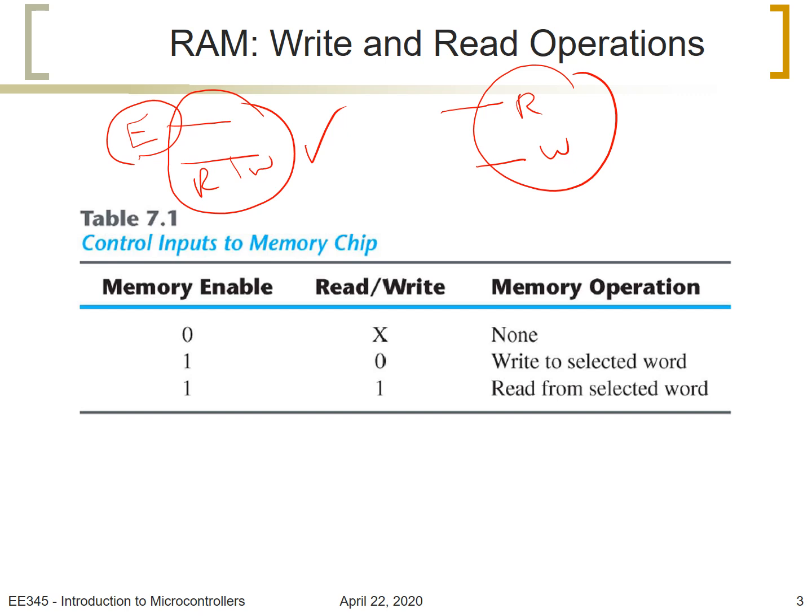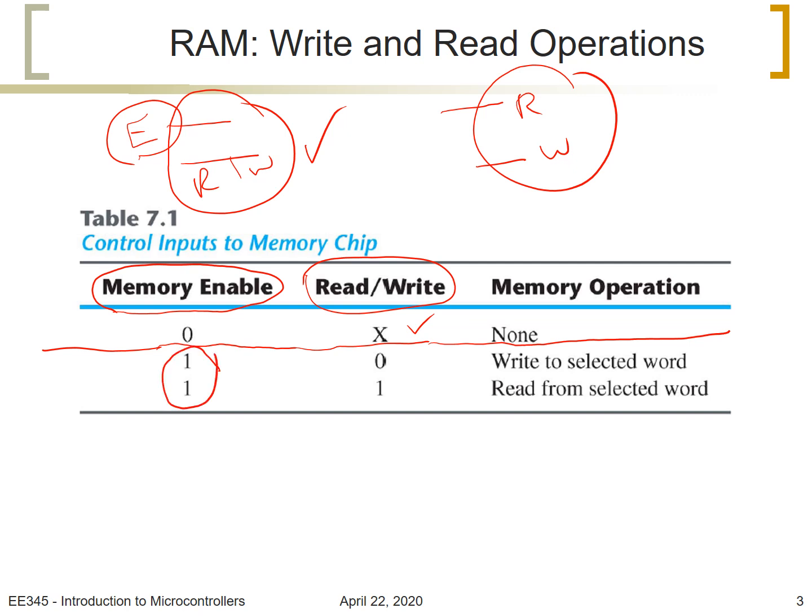Therefore, if we have these control inputs now, memory enable and read write, if the memory enable is 0, we don't care what is the read write and no operation will be done. Nothing will be done because simply memory is not enabled. So we will be neither able to read nor to write into the memory. However, when the memory enable is 1, then an operation will be performed depending upon the value of read write.